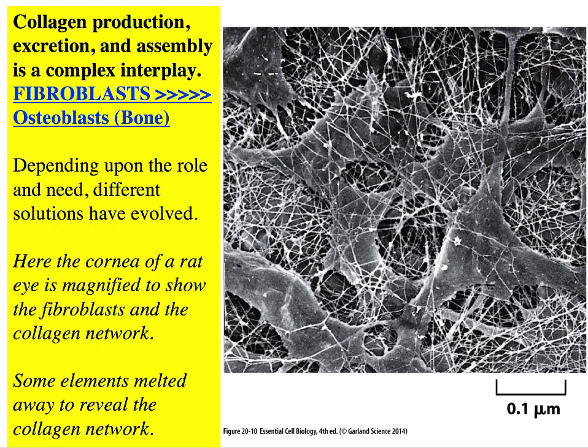As mentioned in this figure, the cornea of a rat eye is shown, and you can see the fibroblasts that are part of the cornea and the collagen interlinking those cells and strengthening the structure of the cornea. It also says in the legend that some of the elements are dissolved away to make the structures more obvious.